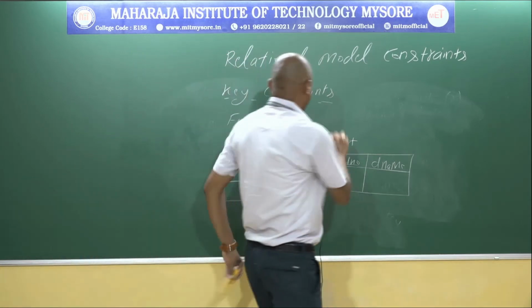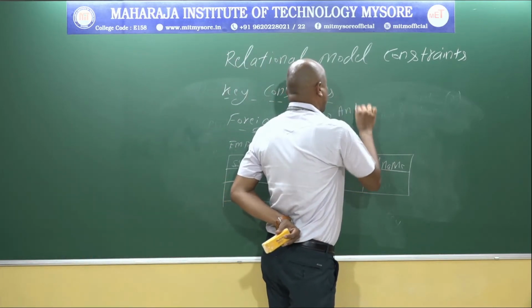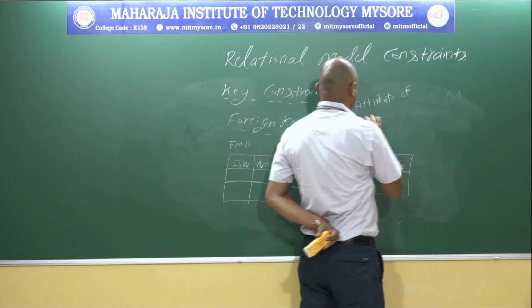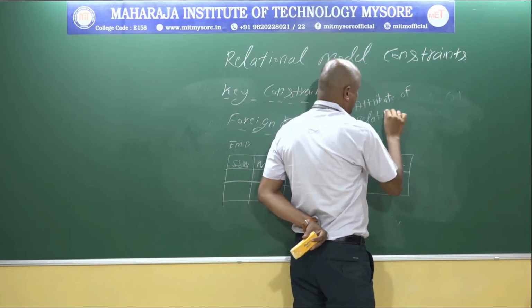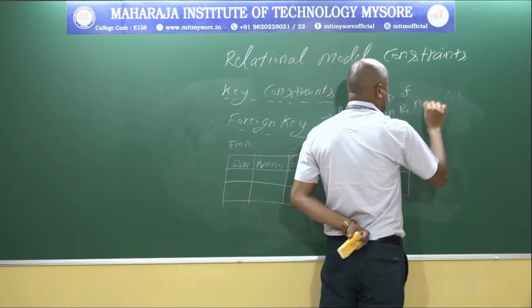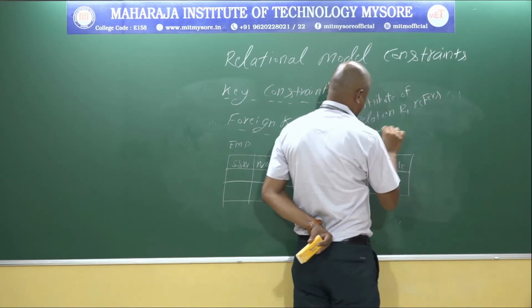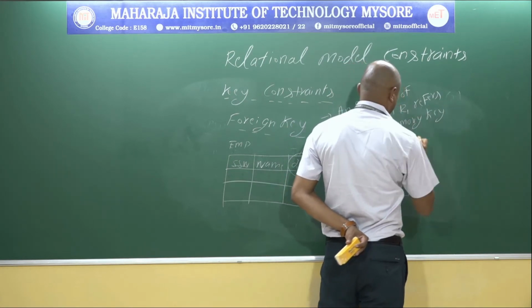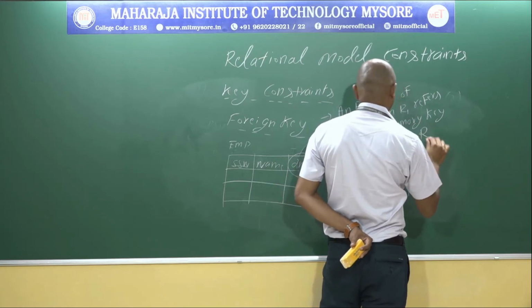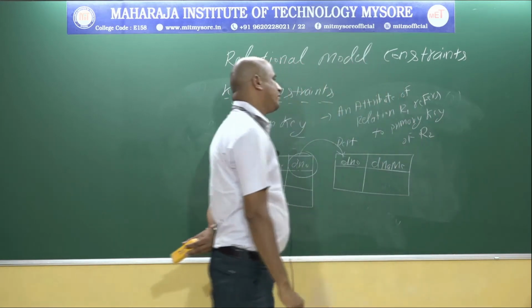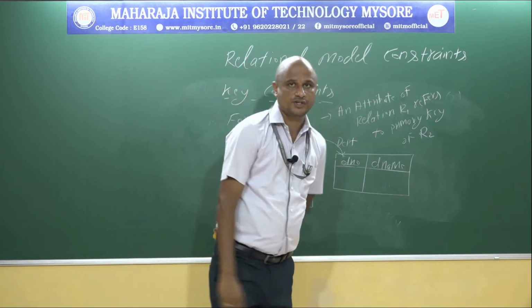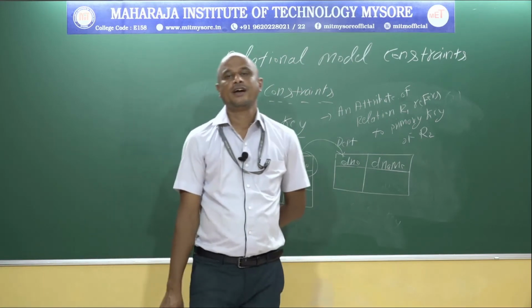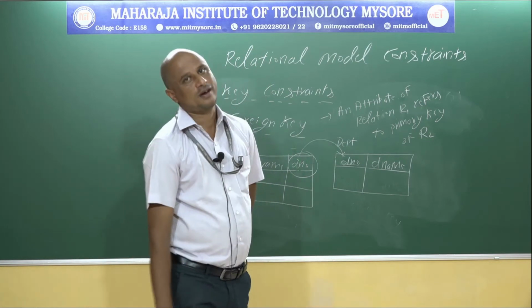That is a small definition: an attribute of relation R1 that refers to the primary key of relation R2 is called a foreign key.